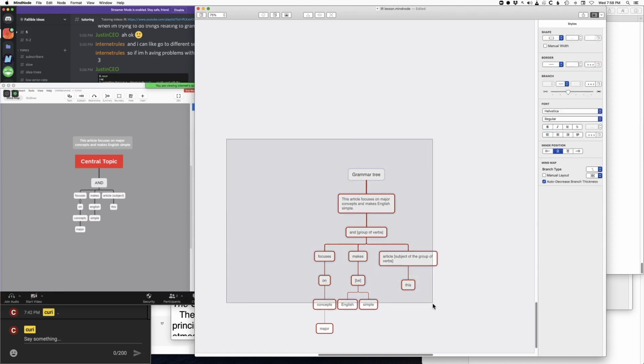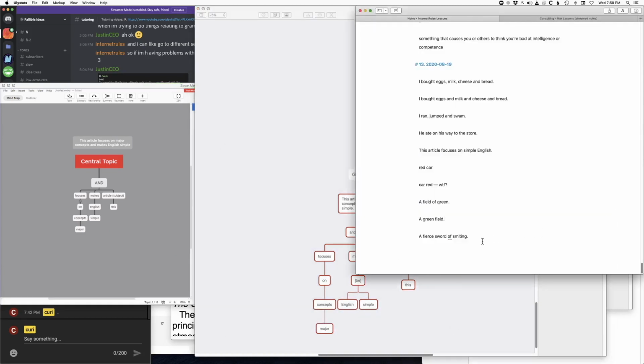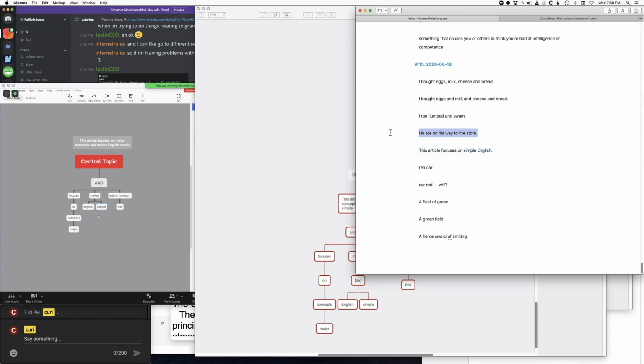Okay, so that is the grammar tree. I think you should do this sentence as well. Try this one for practice.